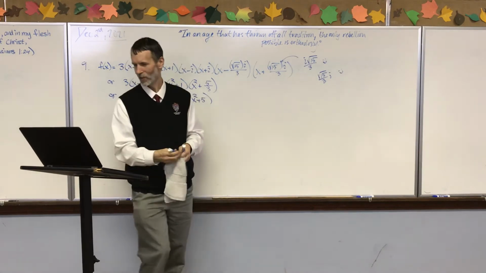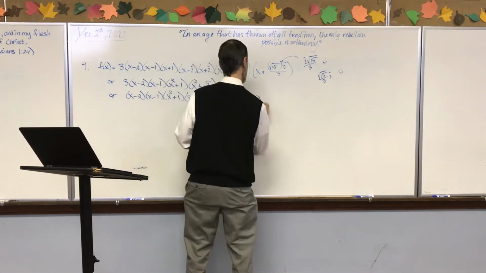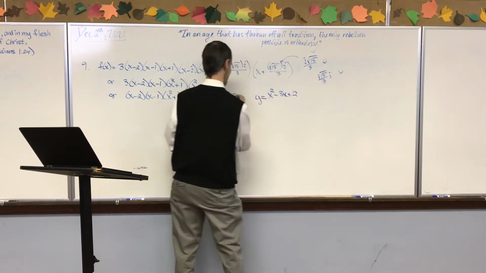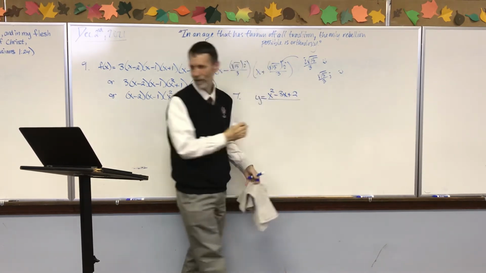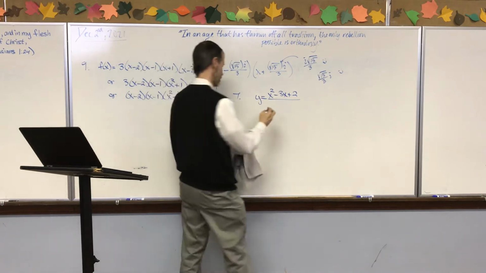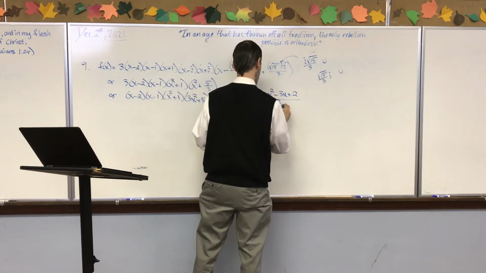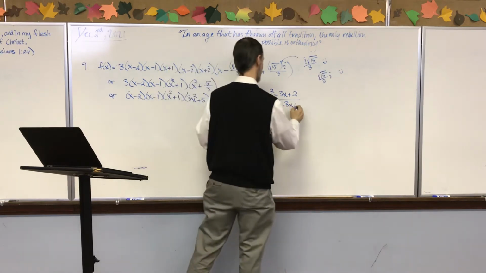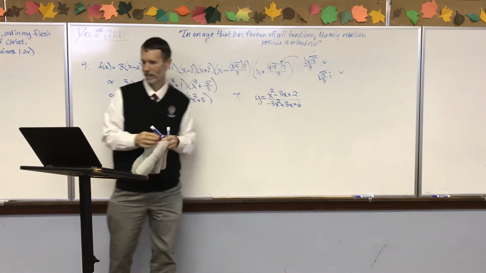Okay, we can do this. The top is x squared minus 3x plus 2. This is for number 7. And then the bottom is negative 3x squared plus 3x plus 6. All right, let's get this out of the way.